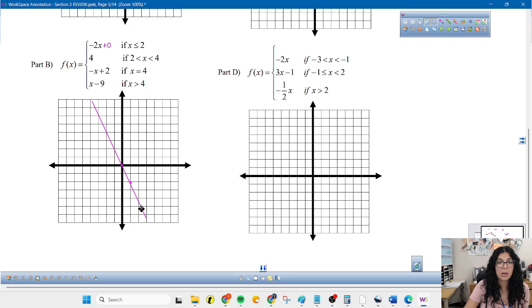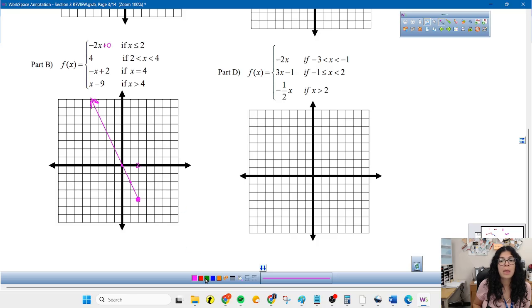So I'm going to have a closed circle at the x value of 2, and then it's going to be only using the left side. So I'm going to put an arrow on the left side, because that is going to go infinitely to the left, a closed circle at the x value of 2, and then the right side of the graph I would actually remove, because I'm only using this line to the left of 2 when x is less than or equal to 2.